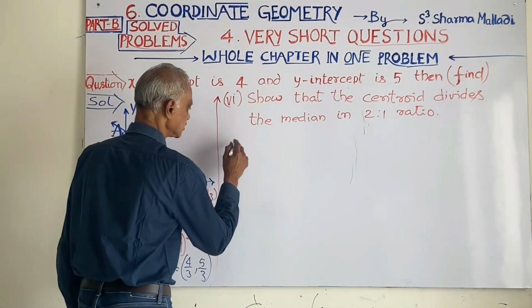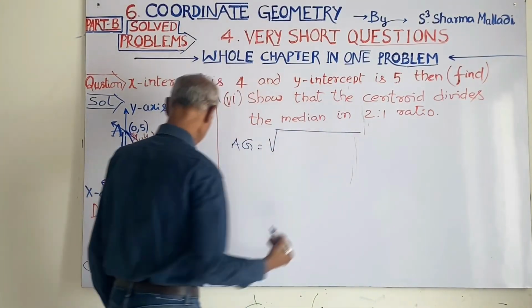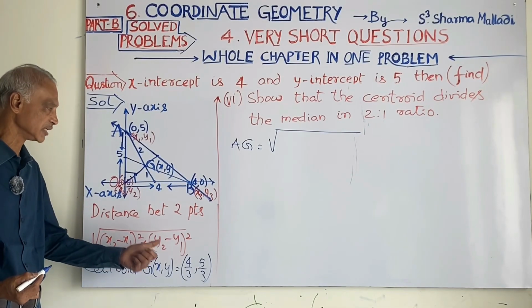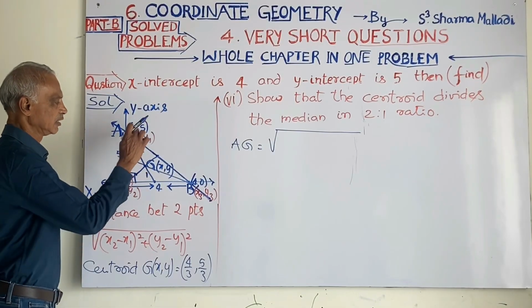AG. What is the distance between 2 points? AG is equal to the square root of (x2 minus x1) whole square plus (y2 minus y1) whole square. Now find the distance between A and G.